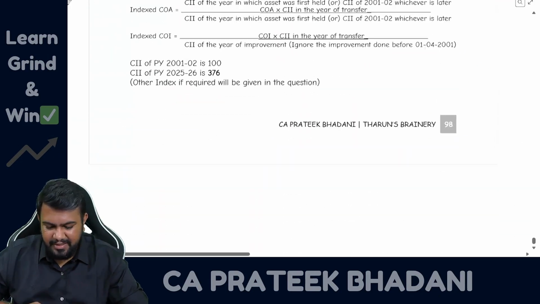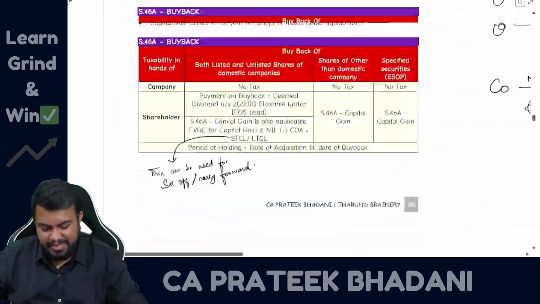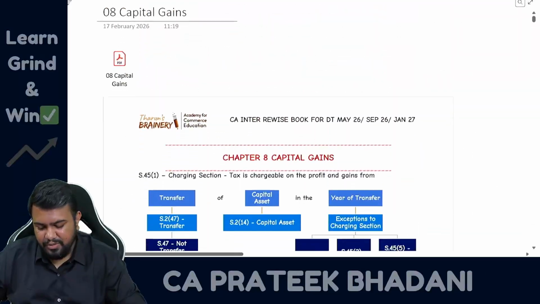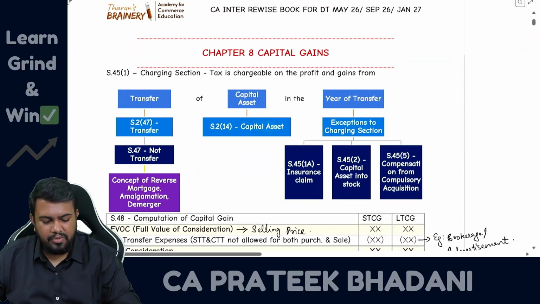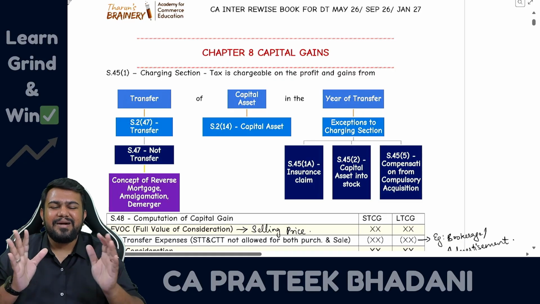So I hope you are clear with this. All the provisions of capital gain are over. I hope you were able to understand the provisions. Understanding is very, very important in the capital gain chapter. You just go through the provisions, go through the notes once again, solve the questions, and you will be good to go. You will definitely score high marks in the examination.